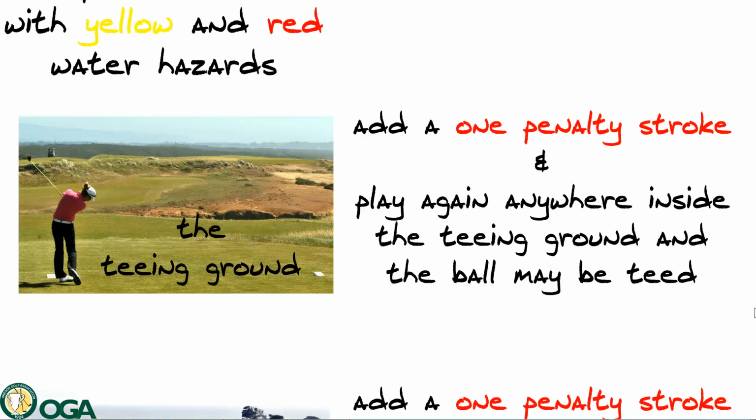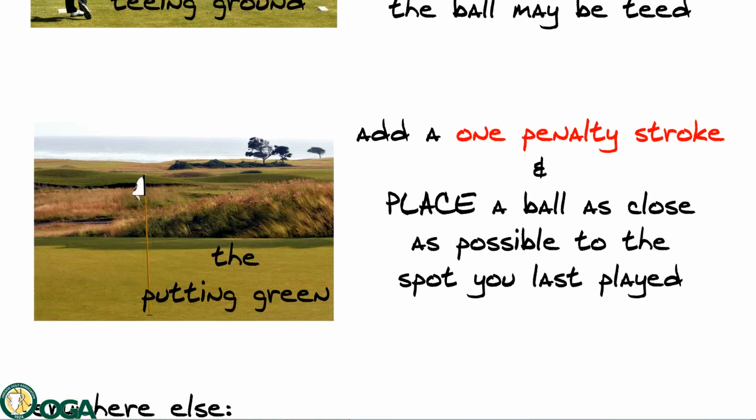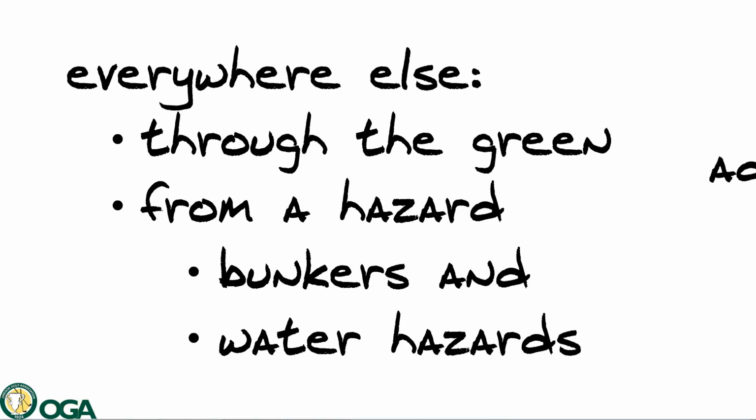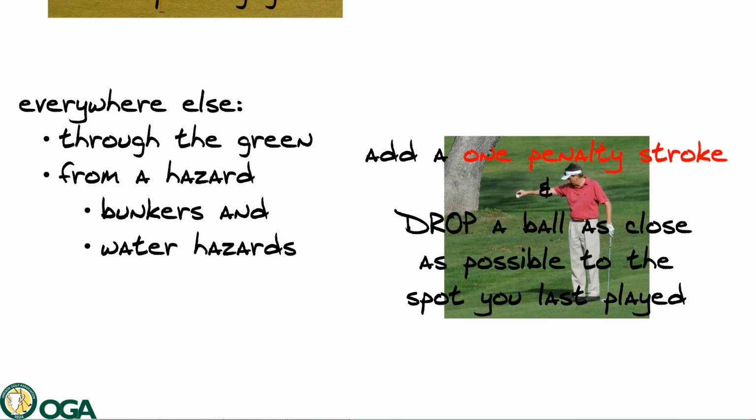If your last stroke was from the teeing ground, you can play a ball anywhere from within the teeing ground, and you may use a tee. If you last played from the putting green, a ball must be placed on the spot of your last stroke. If you're not sure where this was, you'll place a ball on an estimated spot. And from everywhere else, that would be through the green or from a hazard, you would drop a ball. And just like on the putting green, if you don't know exactly where that spot was, you would estimate that spot and drop there.